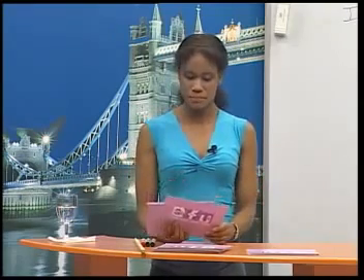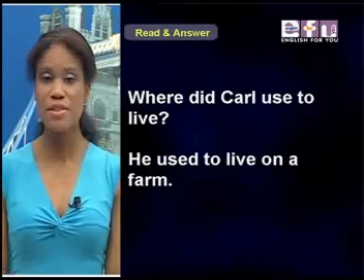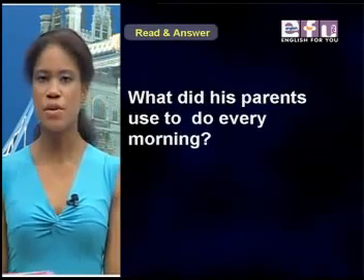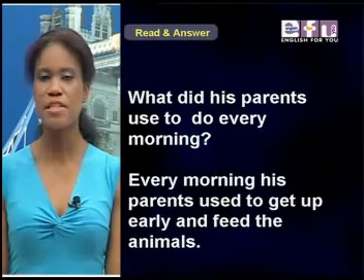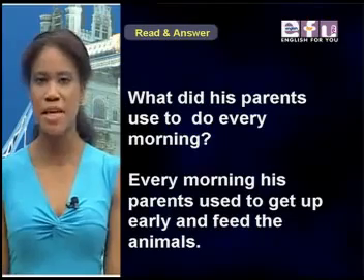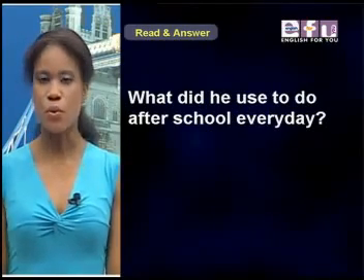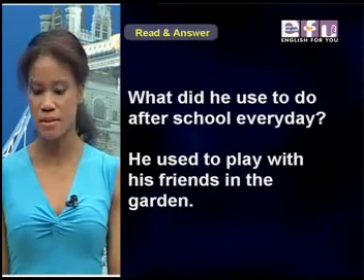Now check your work. Where did Carl used to live? He used to live on a farm. What did his parents used to do every morning? Every morning, his parents used to get up early and feed the animals. What did he used to do after school every day? He used to play with his friends in the garden.